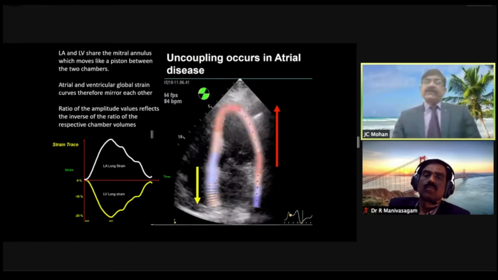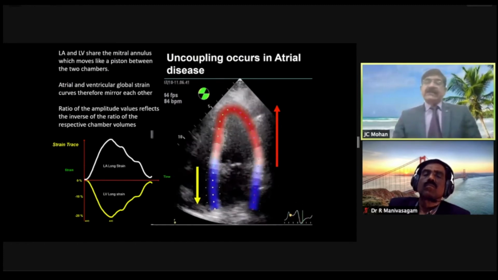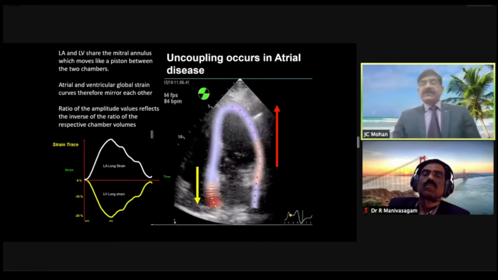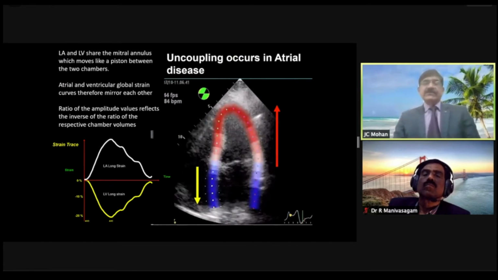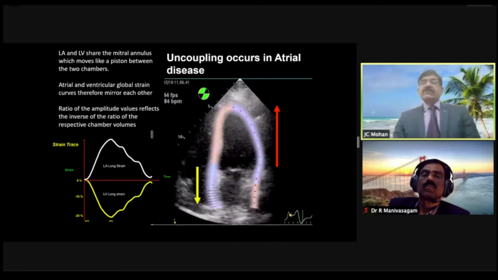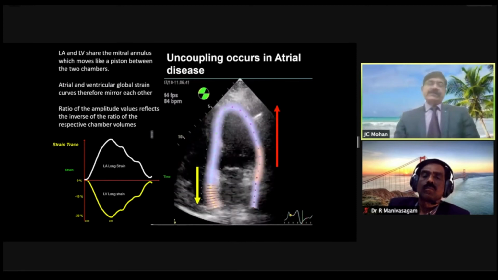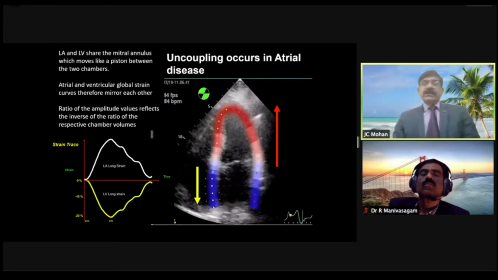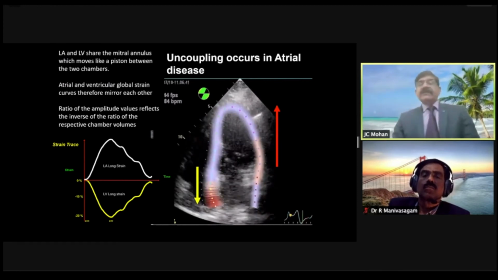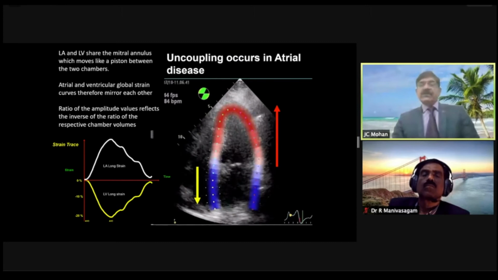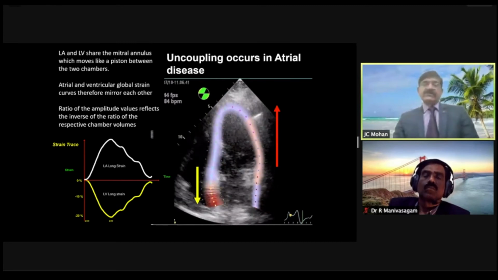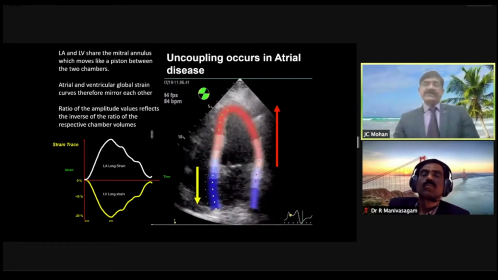One of the important things which we have realized is that the left atrial function can be studied by longitudinal strain, and this is based on the fact that the ventricular and atrial strains are coupled in disease. If the left ventricle strain is 20% normal, the left atrial normal strain should be 40%. Forget about minus and plus.